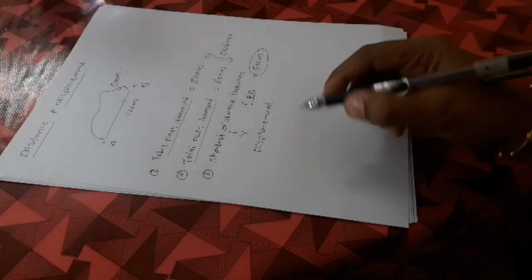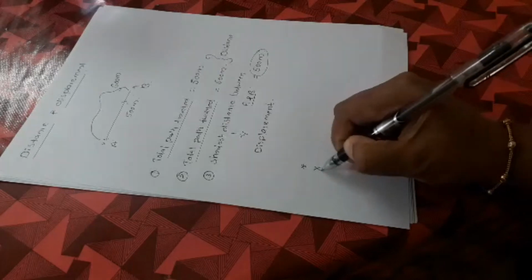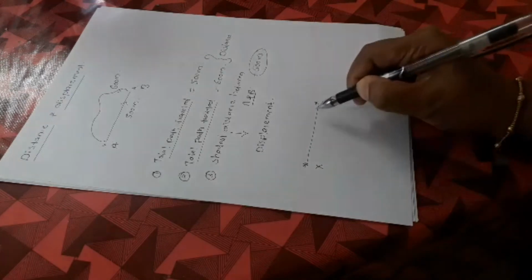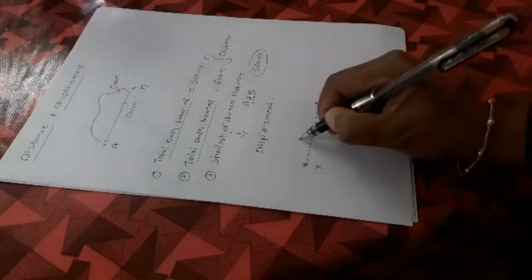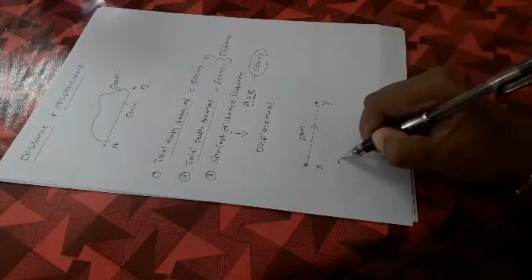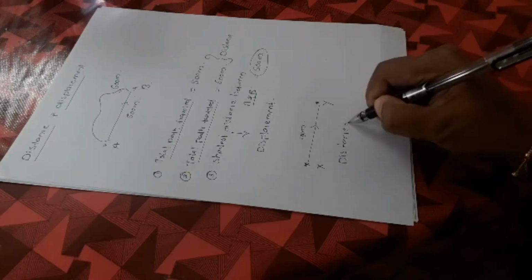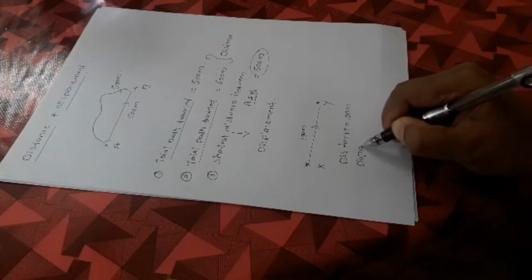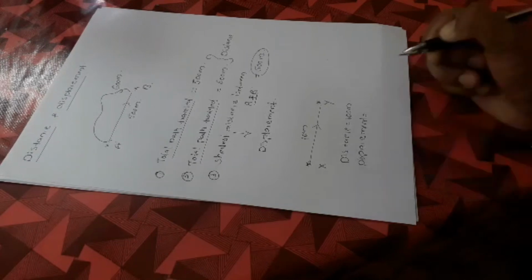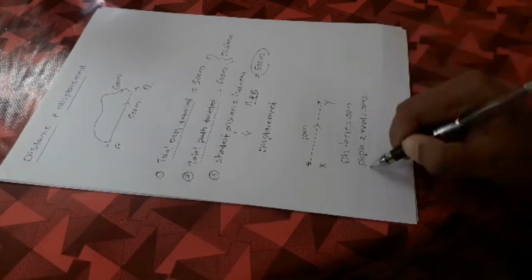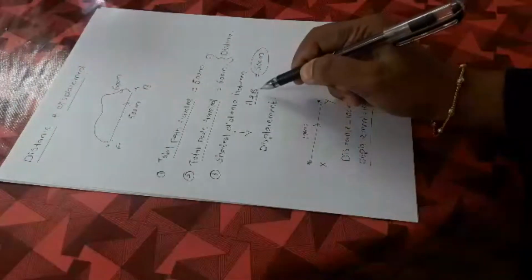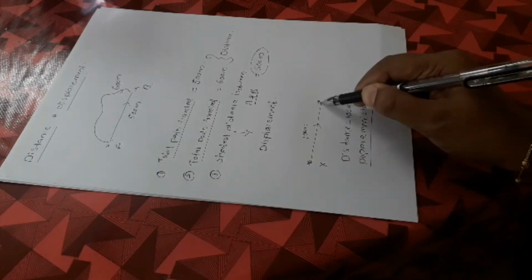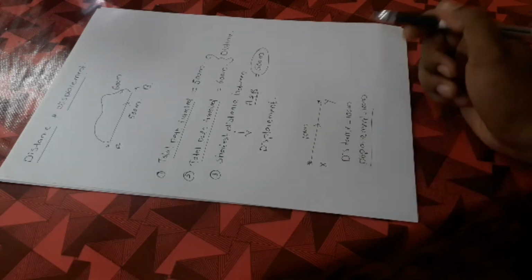I'll give you one more example. A person is traveling from point X to point Y in a straight line, something like 100 meters. Here the distance is equal to how much he traveled? 100 meters. And what is the displacement here? Displacement is also equal to 100 meters. What is displacement? The shortest distance between the 2 points is called displacement. Here the shortest distance is 100 meters. Is it clear?